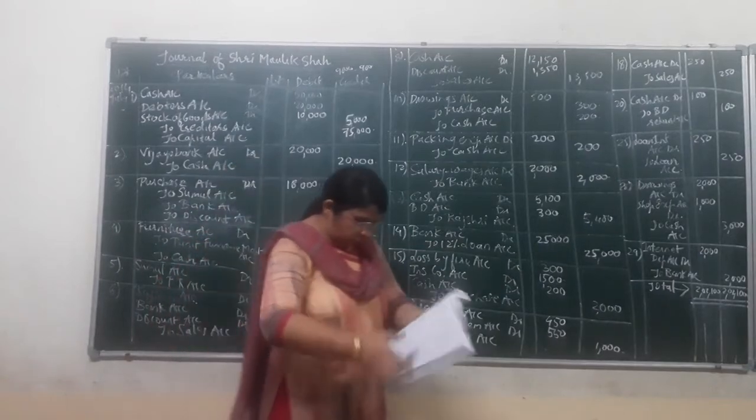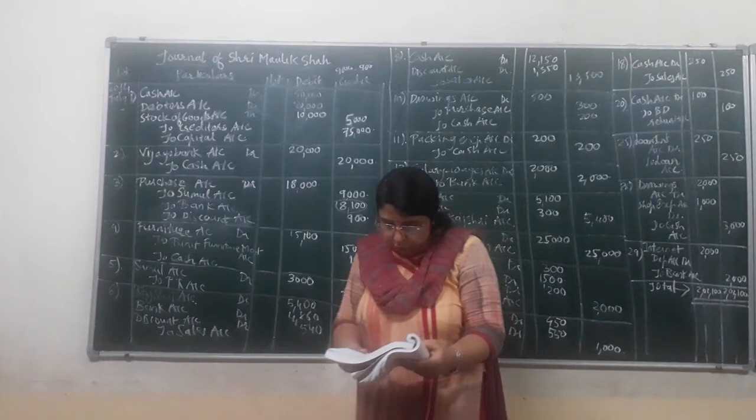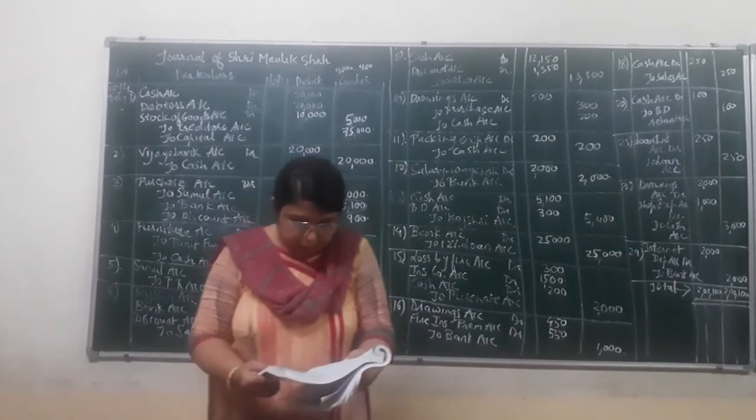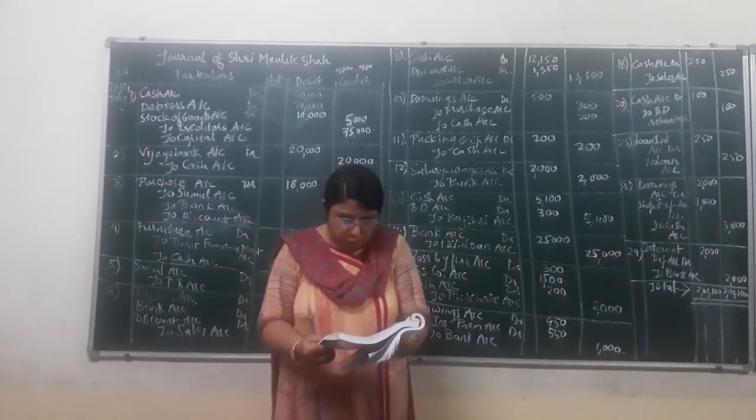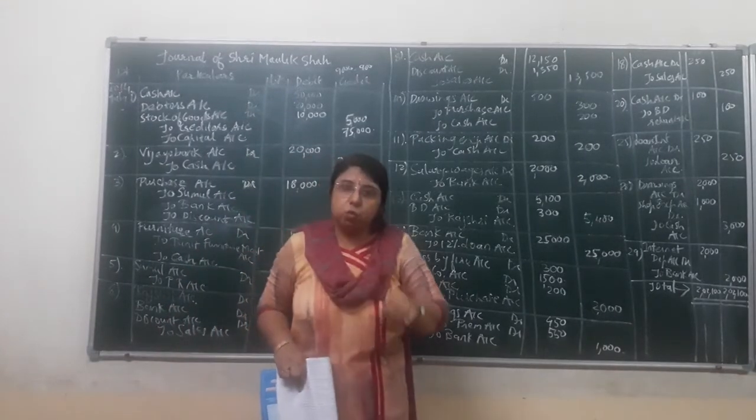Next one, that is 15th date. Goods of 2000 destroyed by fire, for which insurance company has admitted a claim of 1500. Realized rupees 200 from goods burned by fire. Now out of the goods destroyed, the total is 2000.